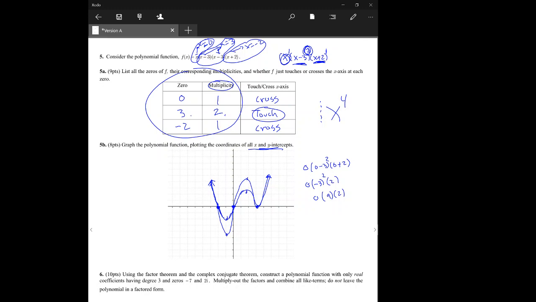We'll get to find that in a calculus class, but this is just a sketch, and so I am happy if the end behavior is in the right direction, if the intercepts are in the right places, and if the graph crosses or touches properly. So this one needs to cross through, this one needs to cross through, this one needs to bounce off. And as long as it's that shape, facing that direction, with these behaviors, I am going to be happy.